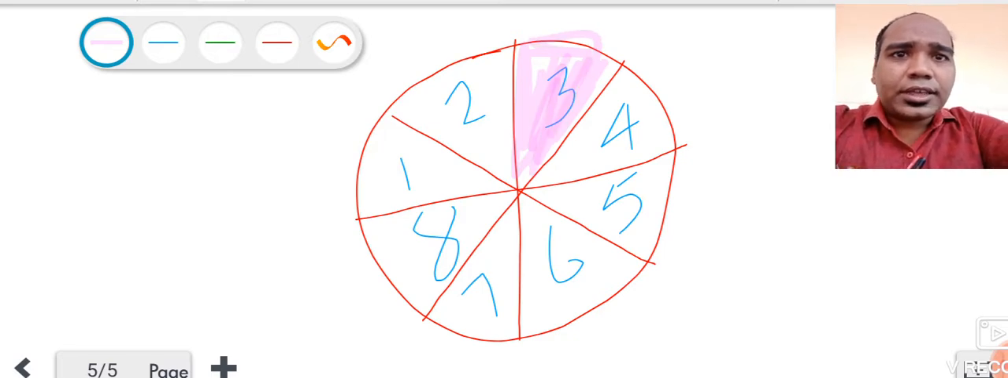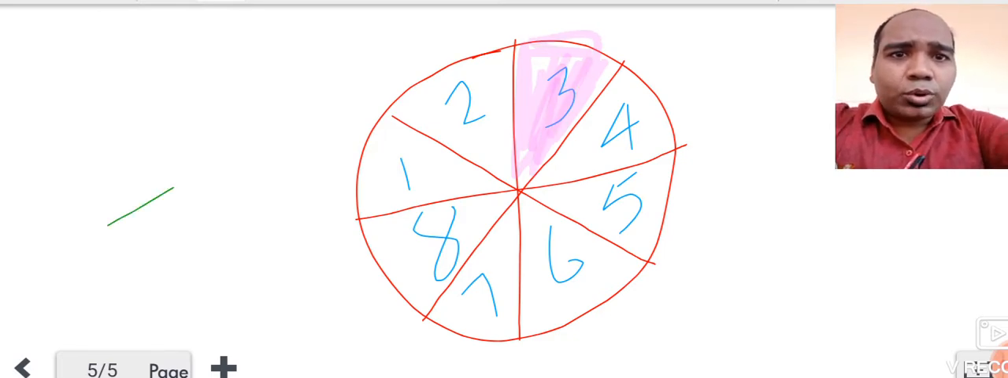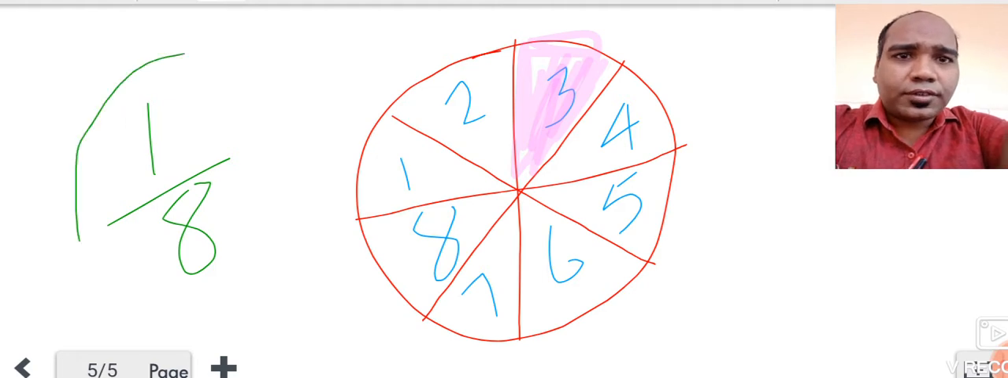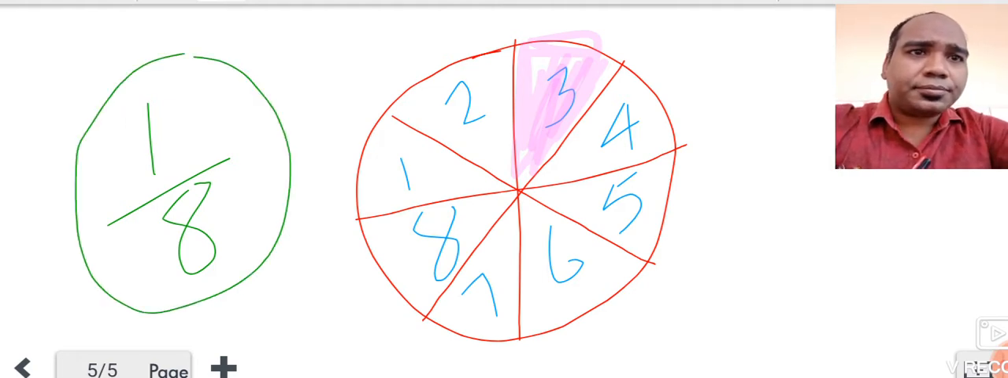In fraction, we can write: total 8 parts are there, out of those 8 parts, one part is shaded. So in fraction we can write 1 by 8. Are you getting this one? So it can be written as 1 by 8.